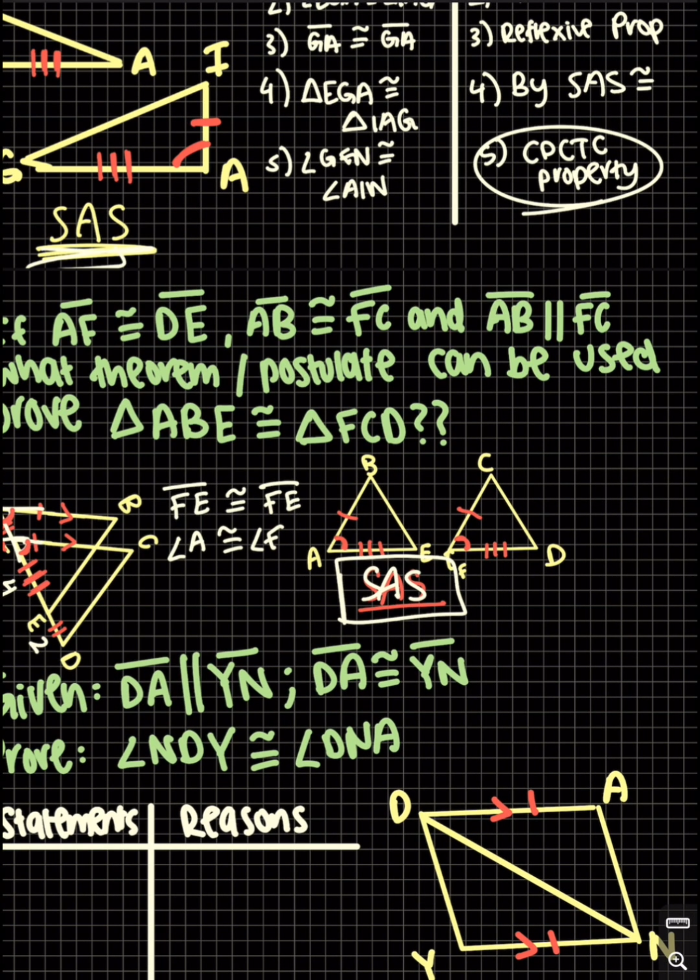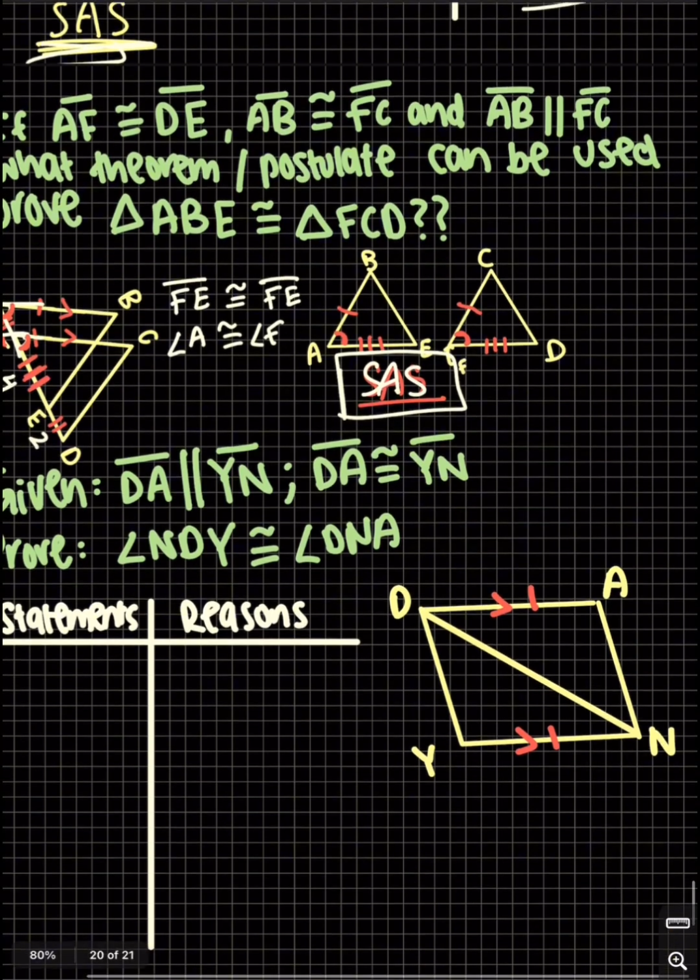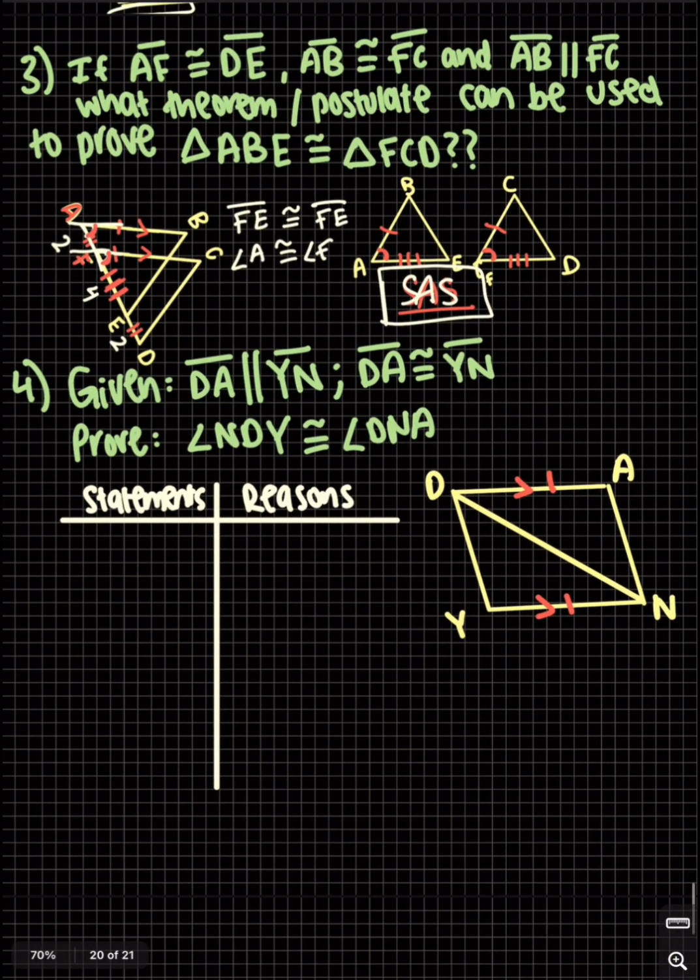So the last one I want to do with you guys is question number 4, which is another 2-column proof, which I also find that a lot of students struggle on, but it should not be too difficult. Again, it's the same concept as the previous ones we've done. Okay, so it's a two-column proof.